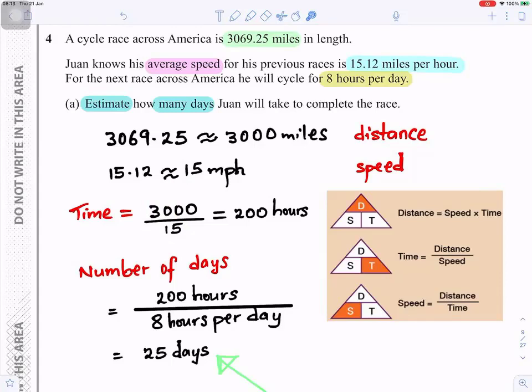The number of days is the total number of hours divided by 8 hours per day. So these hours would cancel and you'll be left with days. So 200 divided by 8 gives you 25. So it's 25 days.